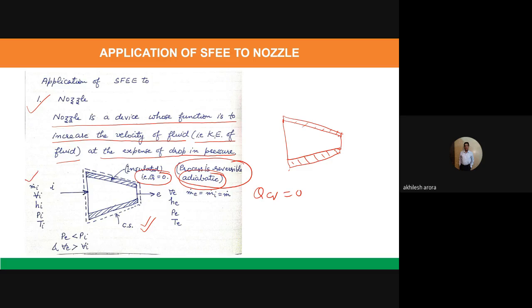The mass flow rate of the fluid is m dot I at the inlet, m dot E at the exit. But as you know, this is a steady flow energy equation, so this value is equal to m dot. So that is a constant flow rate from inlet to the exit. This is the velocity of the fluid at the inlet. This is the enthalpy of the fluid at the inlet. This is the pressure of the fluid at the inlet, and this is the temperature of the fluid at the inlet. And simultaneously, we have these values at the exit also.